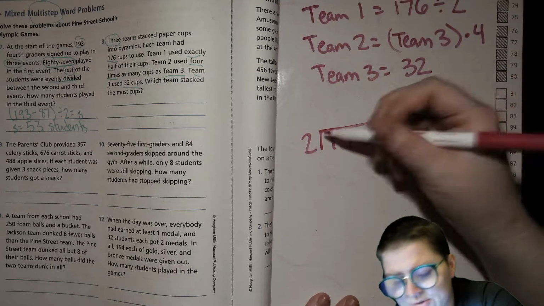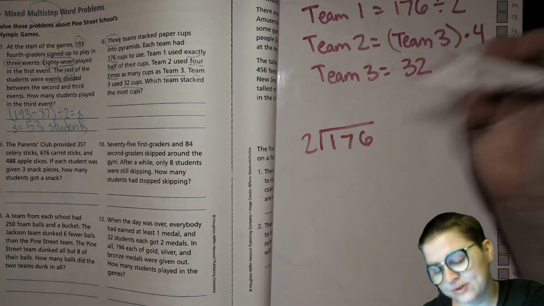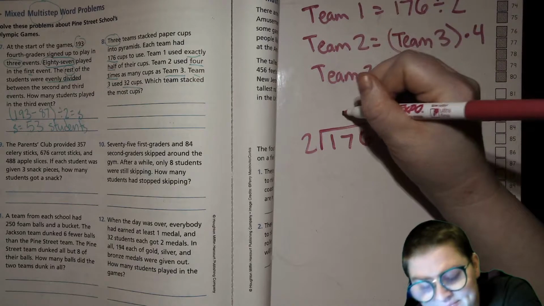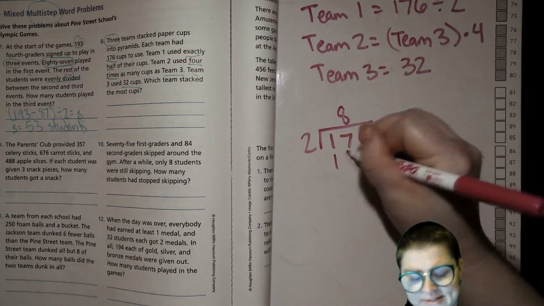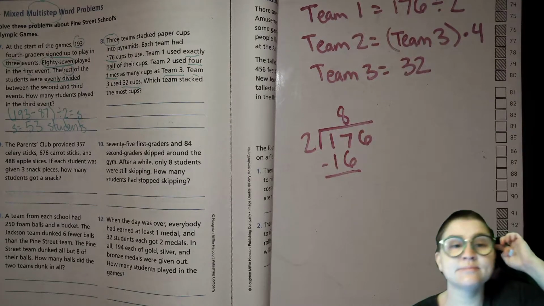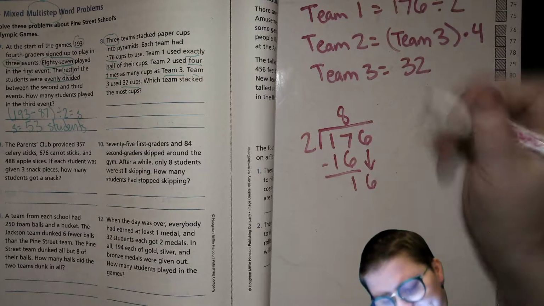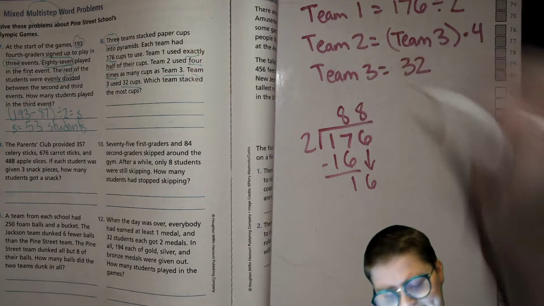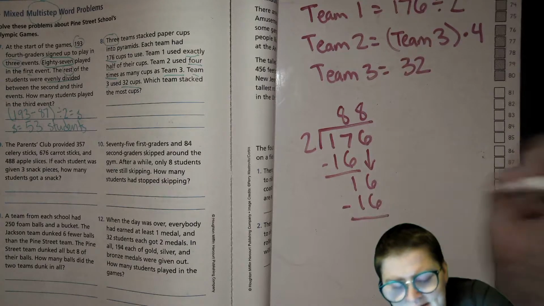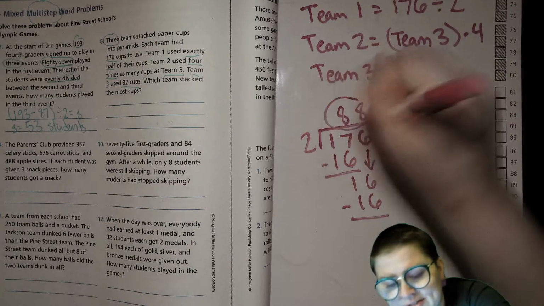So 2 goes into 1, 0 times, 2 goes into 17, 8 times, and you get 16, right? Then you have 1 left over, and you get another, oh, look at that, another 16, so another 8, right? Okay, so then Team 1 used 88.